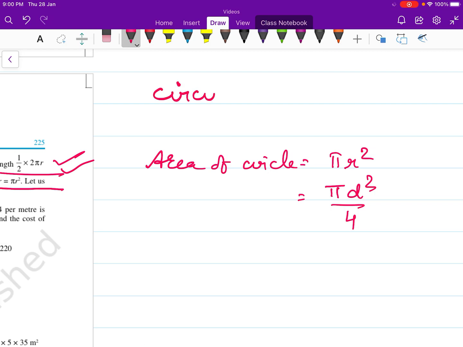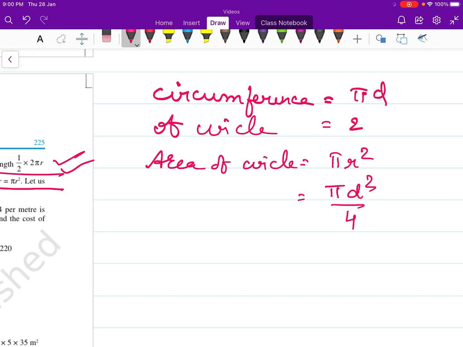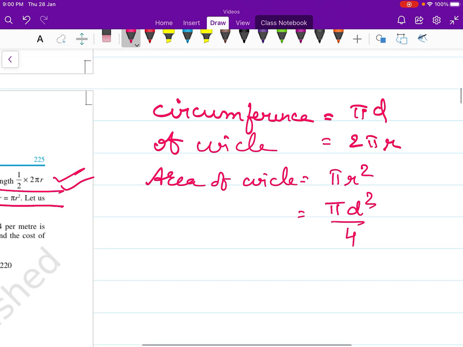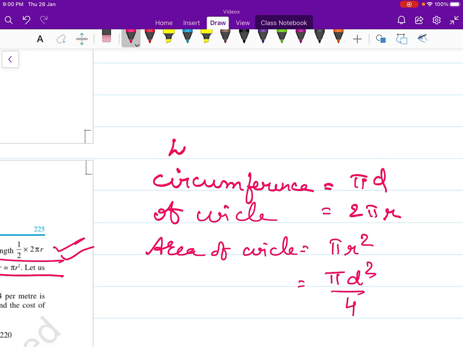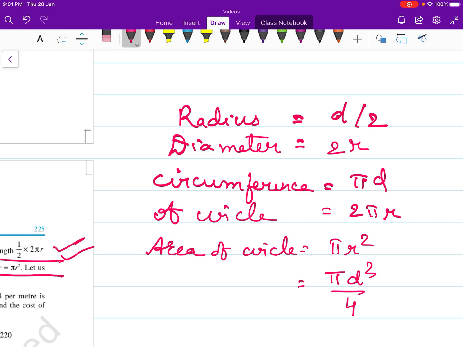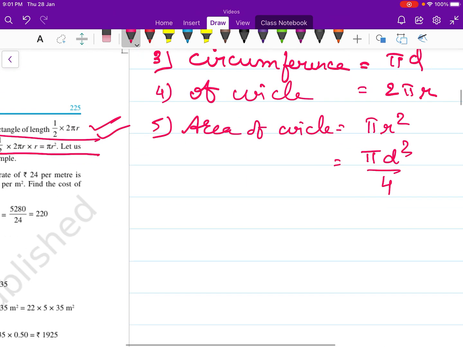Circumference of circle is equal to pi d or 2 pi r, and the relation between d, that is diameter, is equal to 2r, or radius r is equal to d by 2. So these are the first few basic formulas of this chapter which we will be solving and using in the exercise.